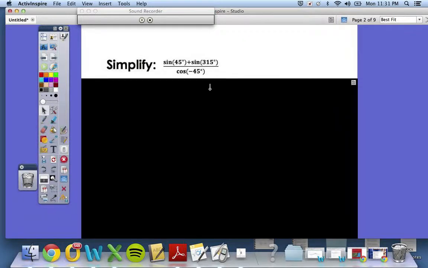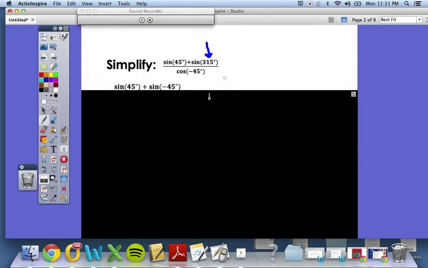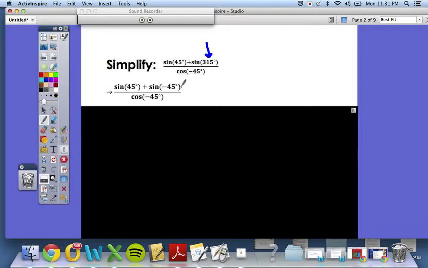We're asked to simplify sine of 45 degrees plus sine of 315 degrees divided by cosine of negative 45 degrees. So the first thing I'll recognize is that 315 degrees is almost all the way around the circle. In fact, it's 45 degrees shy. That means sine of 315 degrees is equivalent to sine of negative 45 degrees. So I'll make that substitution.